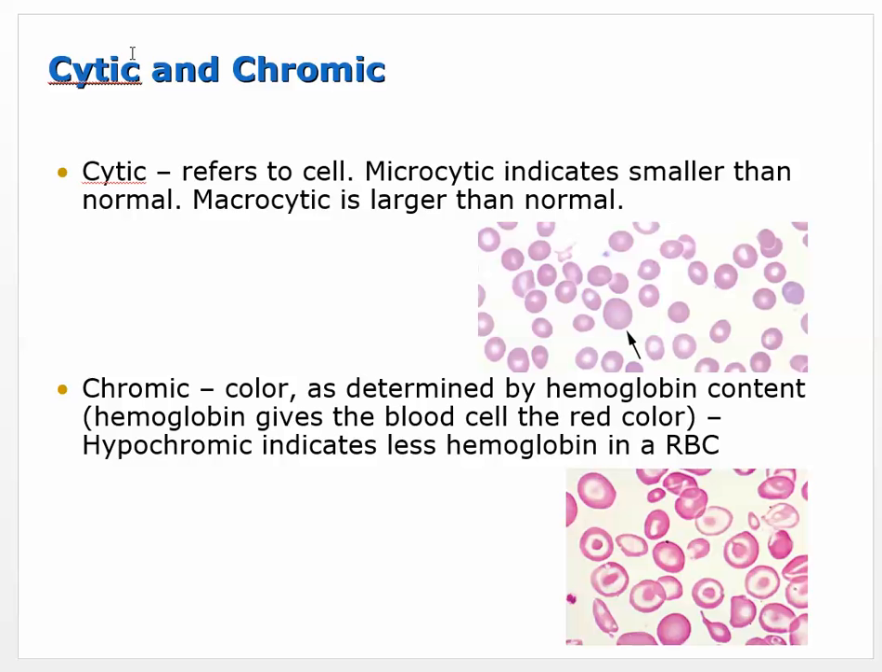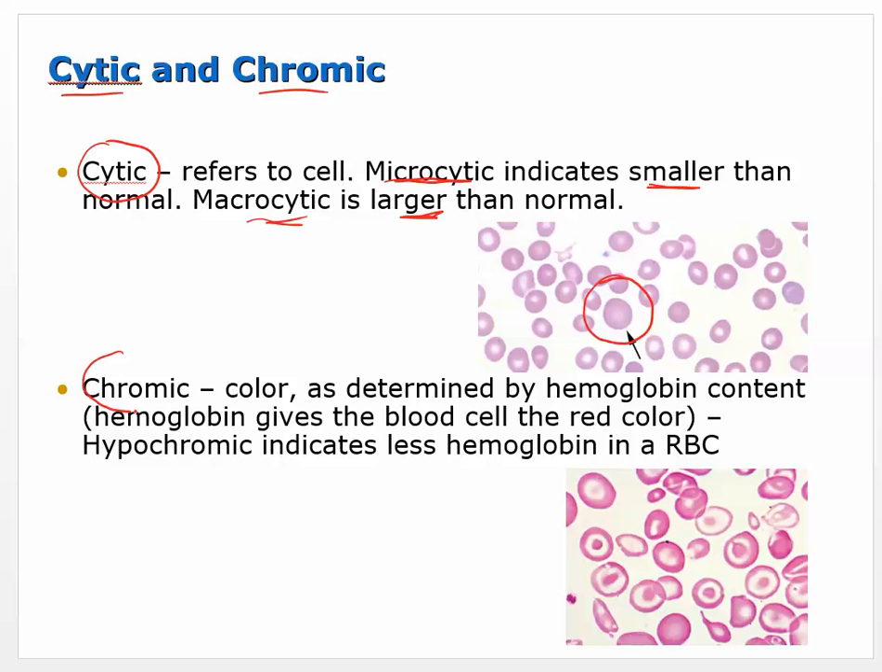Okay. So a couple of other terms, cytic and chromic. Cytic always refers to cell. So when we talk about something called microcytic, that's going to indicate that these cells are smaller than normal. Macrocytic means that they are larger than normal, and we can see here a macrocytic cell that's larger than the rest of the blood cells, or the erythrocytes, the red blood cells around them.